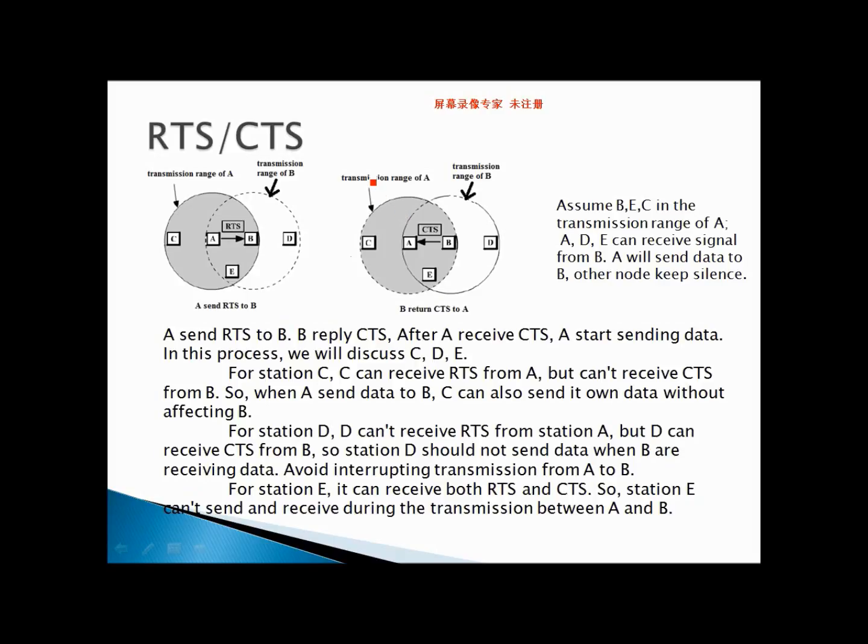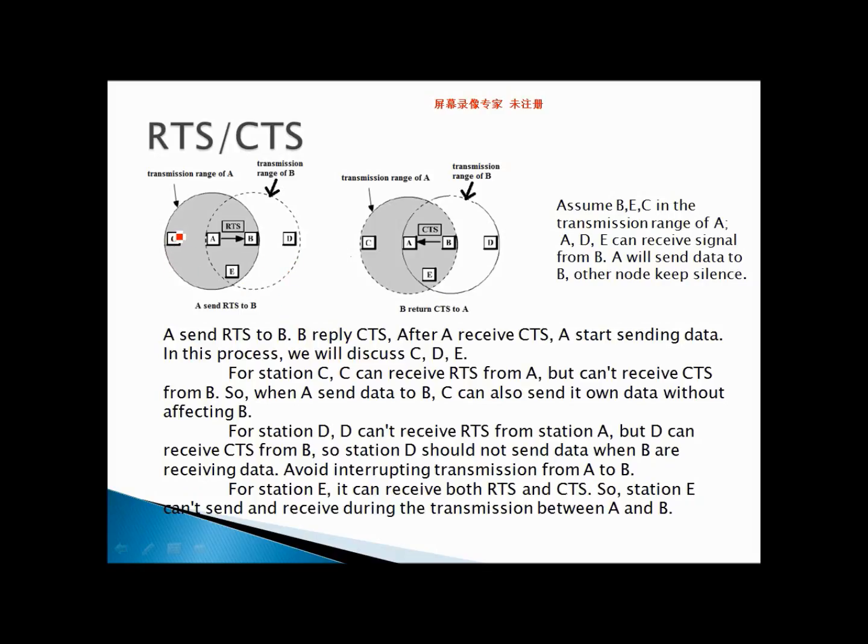Now I will explain the RTS and the CTS to you. Assume that stations C, B, and E are in the transmission range of station A, and stations A, E, and D are in the range of station B. Now A wants to send data to B, so it sends a request to send to B, and B replies CTS to A. Now let's analyze how the other nodes perform.